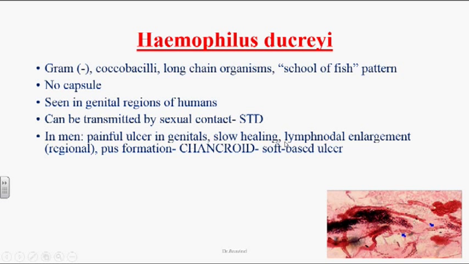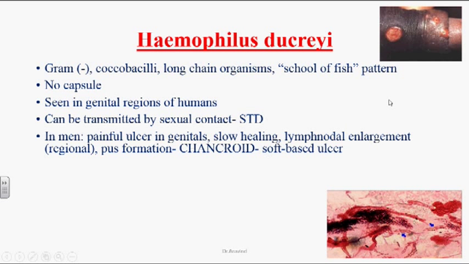Adjacent to this ulcer, we can see lymph node enlargement, especially of the inguinal lymph nodes. We can see pus formation in the lymph nodes as well as around this organism, and it is a painful ulcer with a soft base. We call it chancroid. It is different from the chancre caused by syphilis. So this is a chancroid, with raised edges, slow healing, and a soft base in the genital areas.